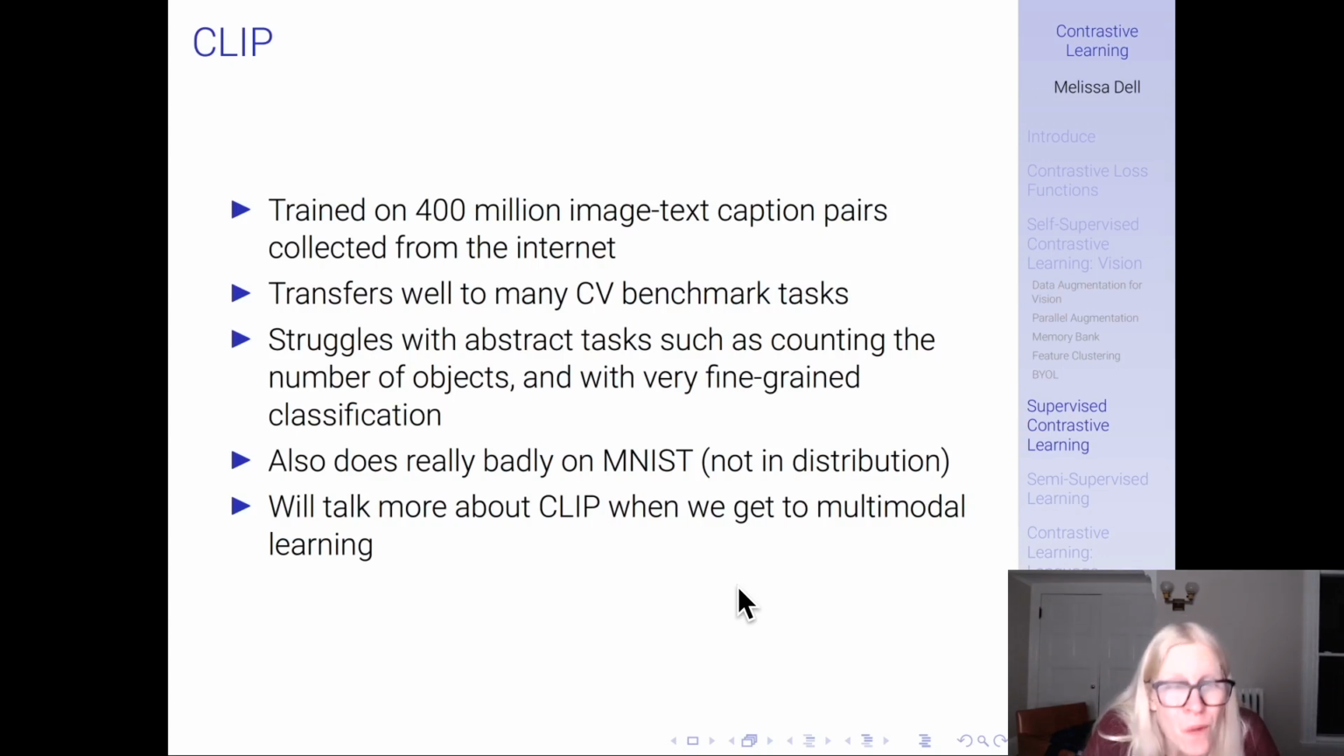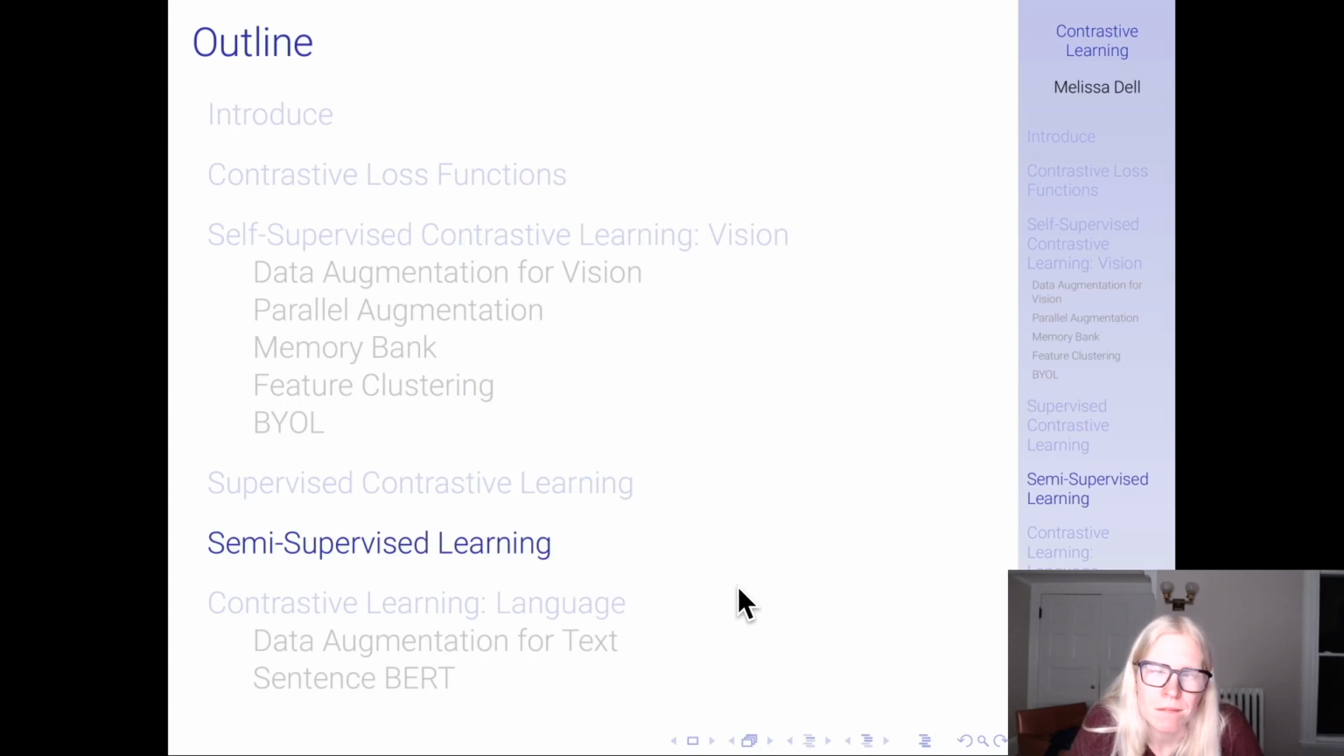But they're very open about that. It's one of the examples that they give. They say that when they went back and analyzed the images, there are almost no digits in the training sample, and so it's just out of distribution. And we'll talk more about CLIP when we get to multimodal learning in a couple of weeks.